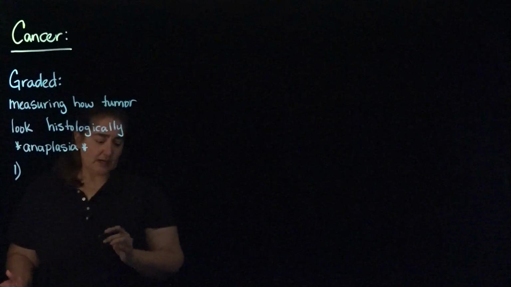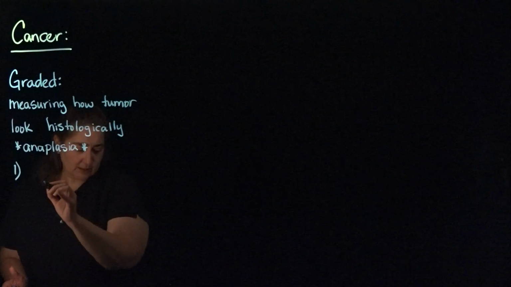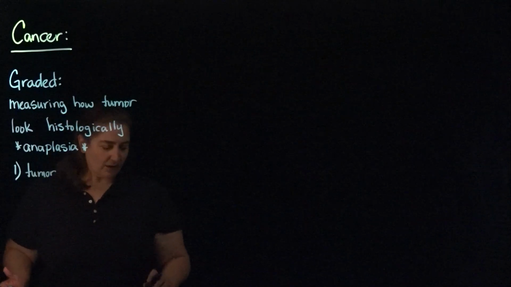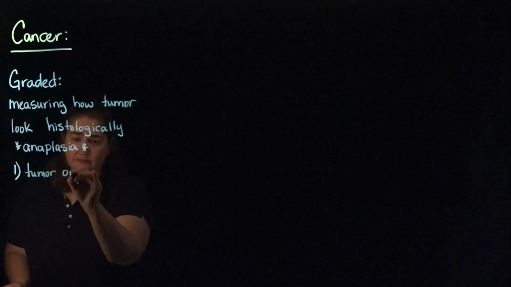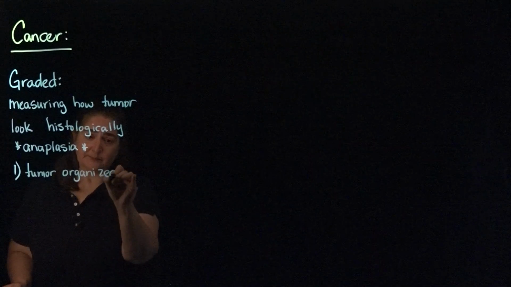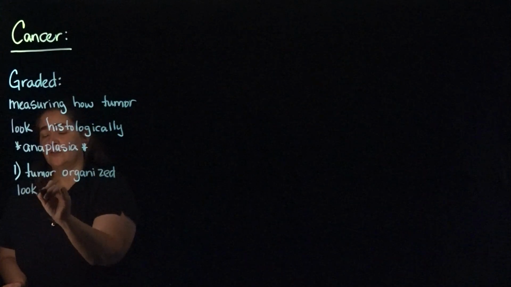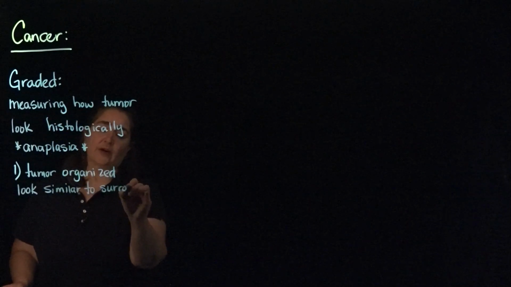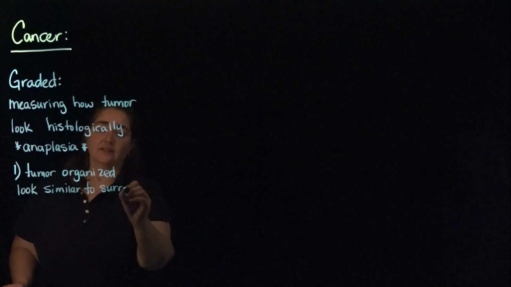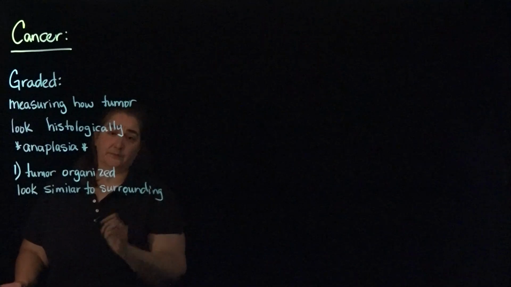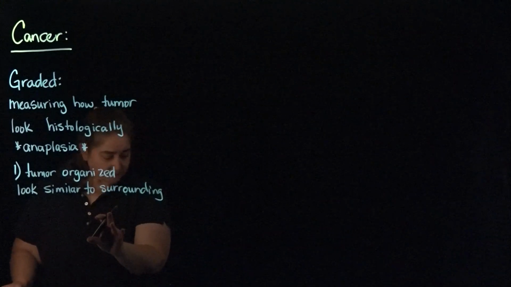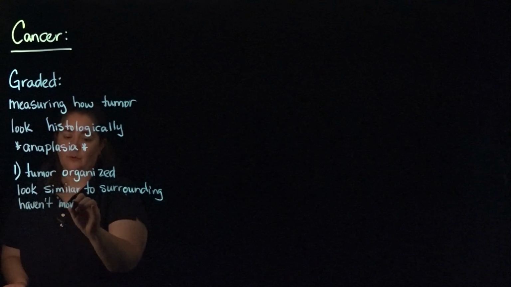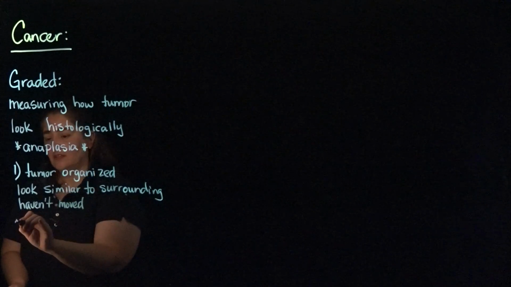So if a tumor is grade 1, the tumor cells are going to be well organized, look very similar to the surrounding normal tissue. Okay? Haven't moved anywhere. Okay?